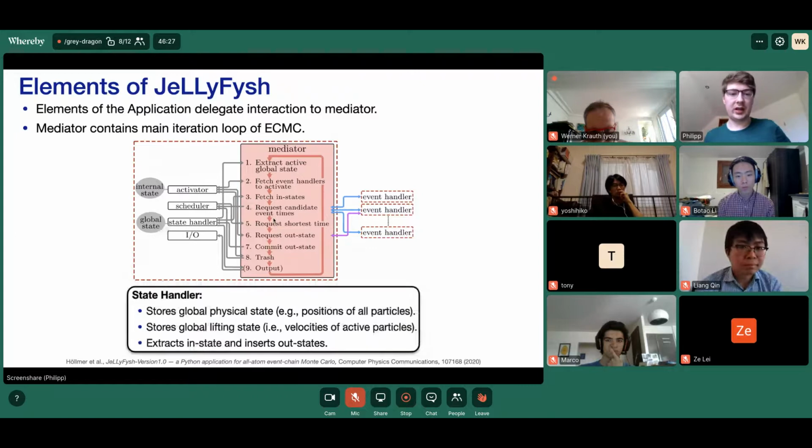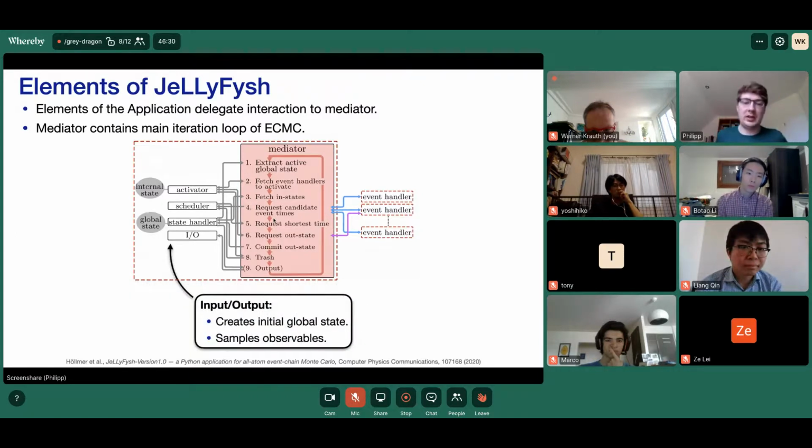The final part is the I/O part, or the input-output handler. The input part is at the beginning of the run. It creates the initial global state. It creates it randomly or reads it from a file in some file format. And the output part, which is relevant in step 9, samples observables. Take observables as a very general phrase here. It might also just be that it dumps the whole configuration into a file, but it can also be that it samples the polarization, for example. So in this output part, you can have a considerable amount of computation.